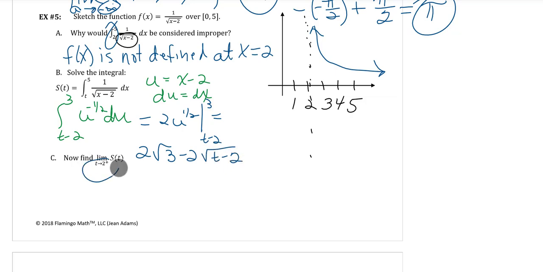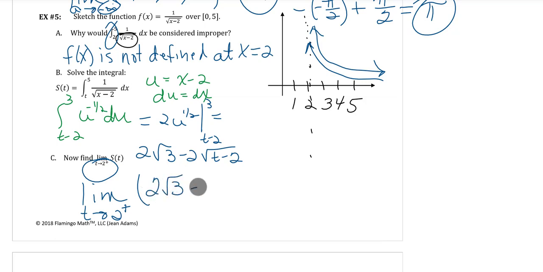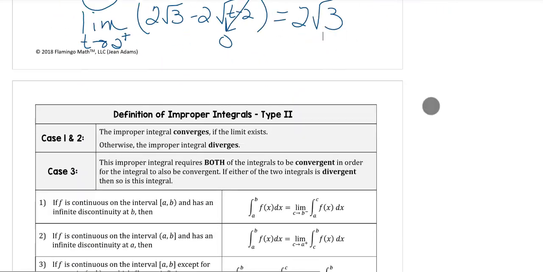So now we're going to have to come at it from the right-hand side because it's not defined on the other side. So we're going to take the limit as t approaches 2 from the right of 2 times the square root of 3 minus 2 times the square root of t minus 2. And when we do that, what we find is that as we approach it from the right, this is going to go to 0. So we get 2 times the square root of 3.